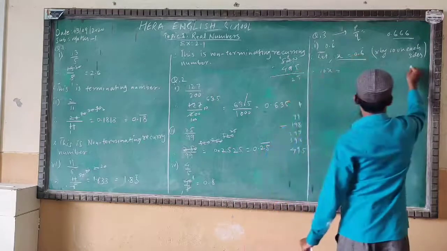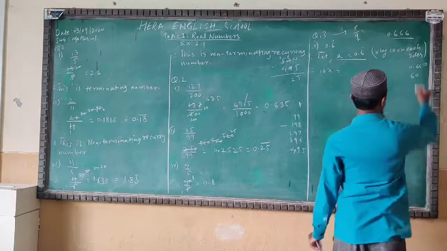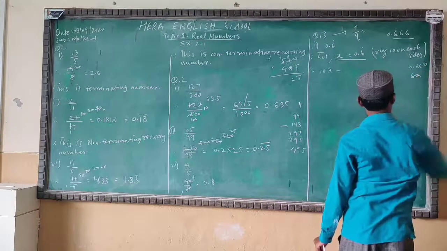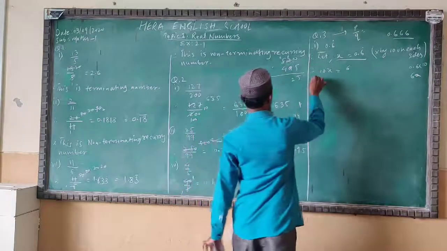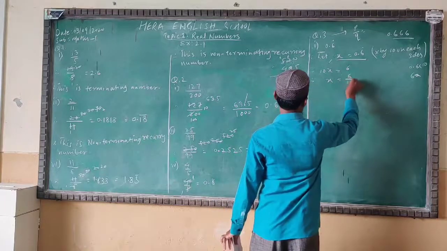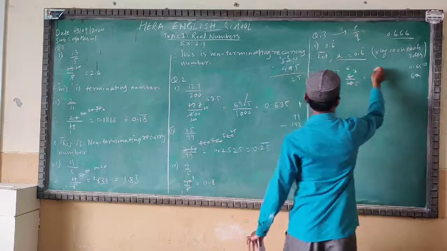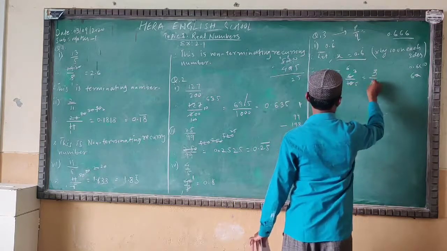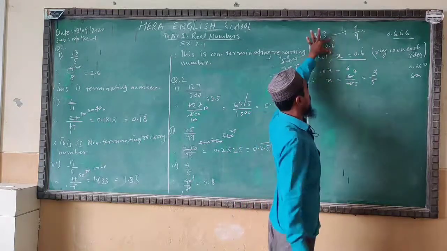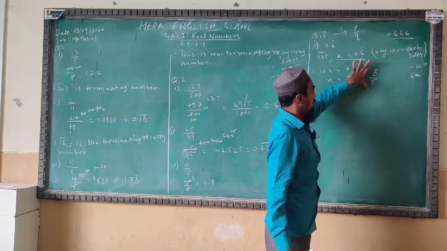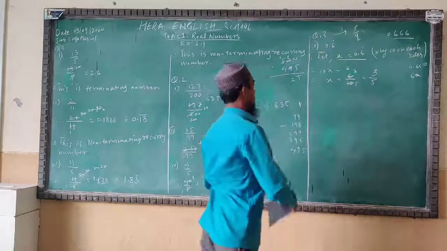If you multiply 0.6 bar by 10, you will get 6.6 bar, so the decimal part stays the same. Subtracting, you get a clear number 6. Now continue: x is equal to 6 divided by 10. Dividing, 2 threes are 6, 2 fives are 10, so we get the fraction 3 upon 5, the p upon q form of 0.6.